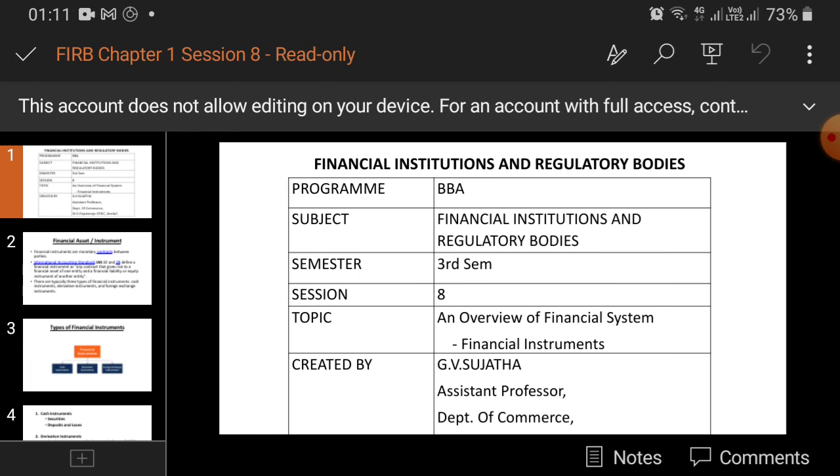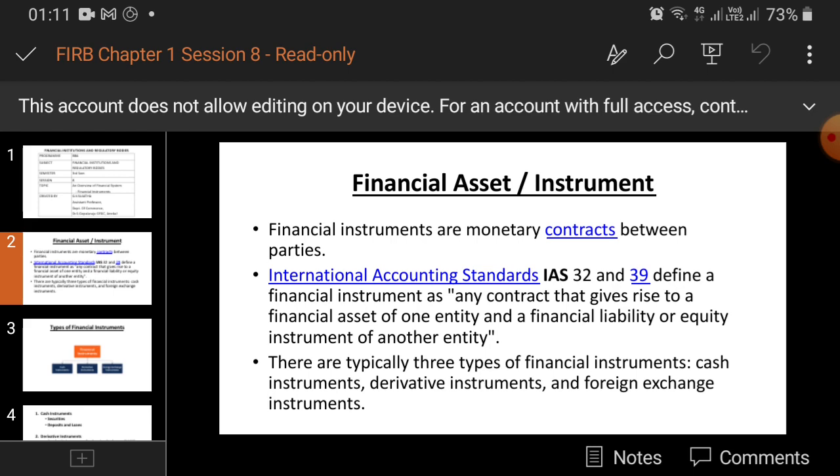The first chapter, an overview of financial system. In the 8th session, we will deal with financial instruments. A financial asset or an instrument refers to the monetary contracts between the parties.